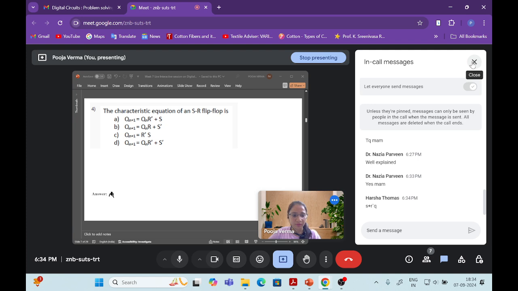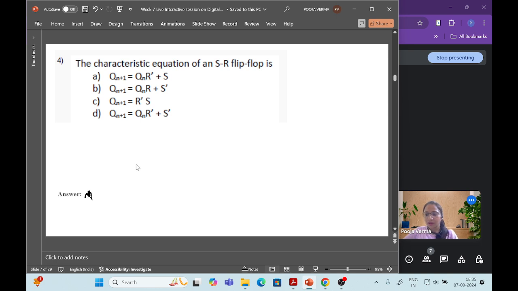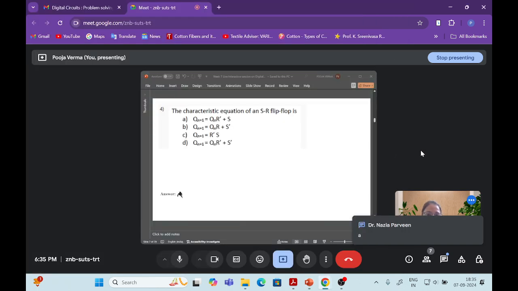Okay, let's check. So already we know the characteristic equation of the SR. We need to find out the characteristic equation of the SR flip-flop. So what is the truth table for the SR flip-flop?